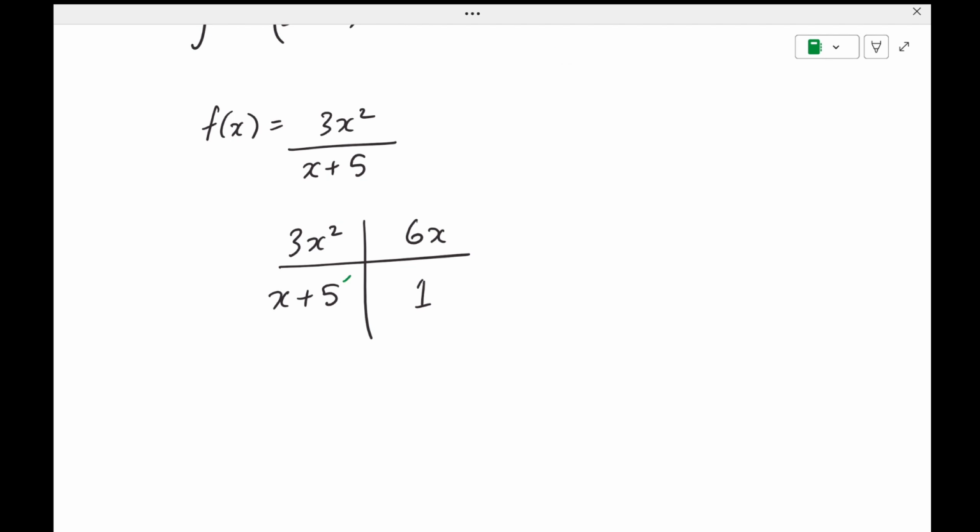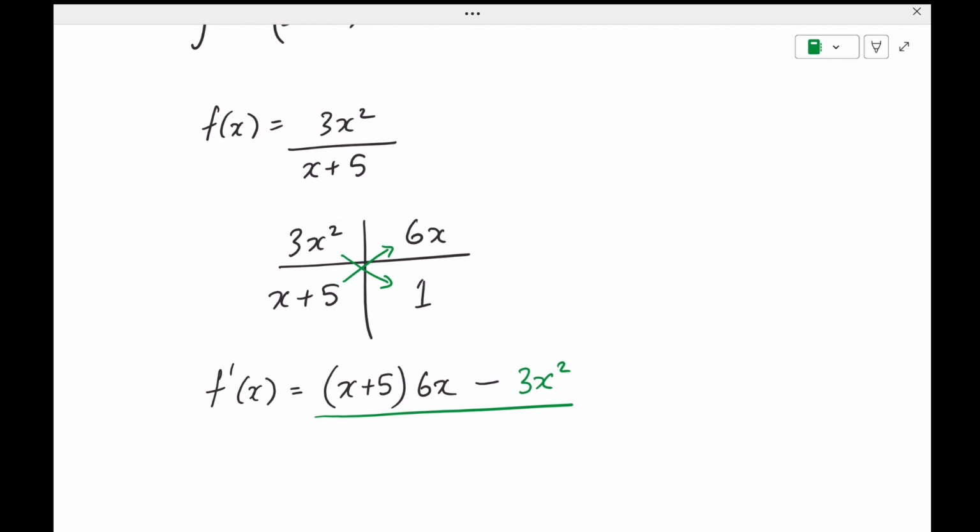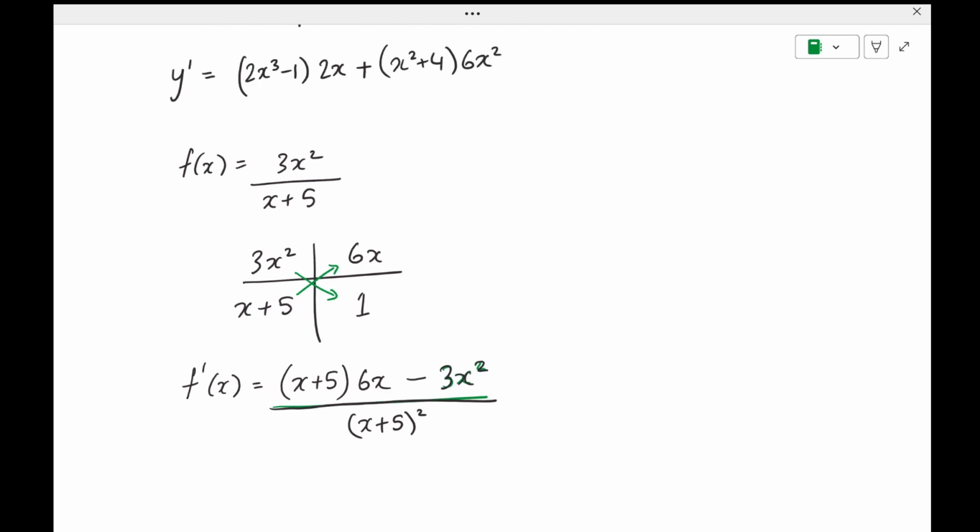Cross multiply again. Bottom left. The derivative is x plus 5, 6x. Division is repeated subtraction. Minus. Cross multiply here. 3x squared times 1. 3x squared. Over 3x squared. Over the bottom, just x plus 5 squared.